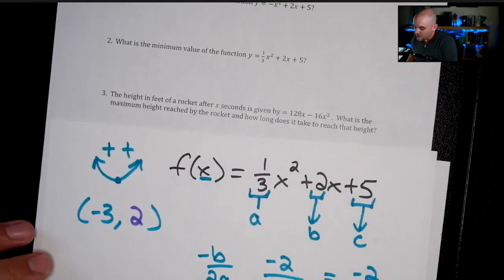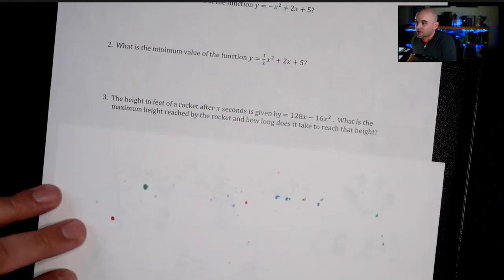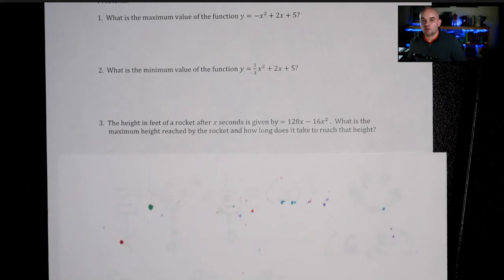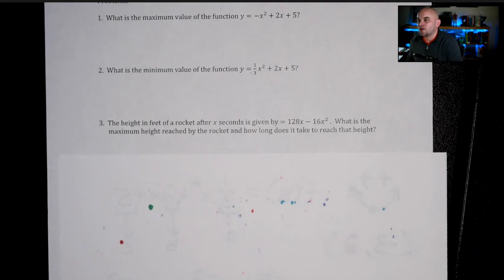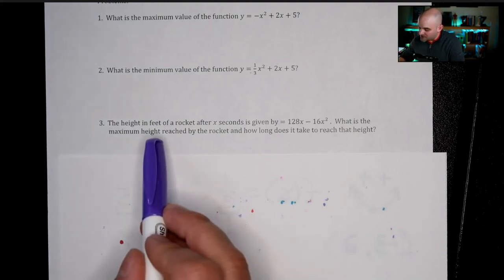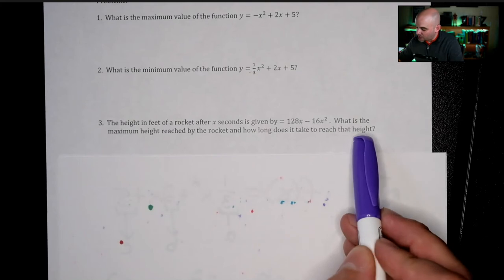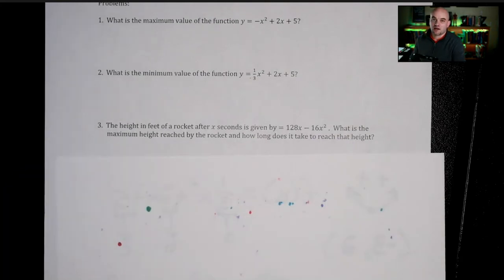Now the next one gives us a word problem here. And everybody loves word problems because this is where we apply math, right? So it says the height in feet of a rocket after X amount of seconds is given by that function right there. What is the maximum height reached by the rocket and how long does it take to reach that height? So there's two questions here. What's the max height? And the second question is, how long does it take to reach that height? I want you to give it a try, pause the video, and then we'll work it out together.